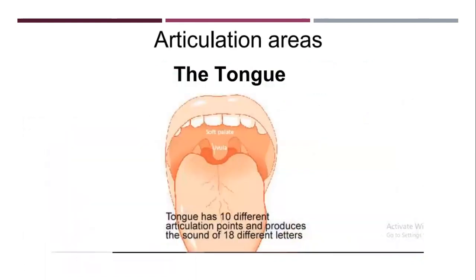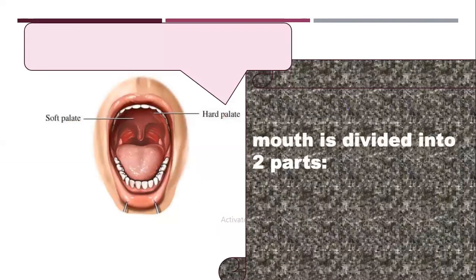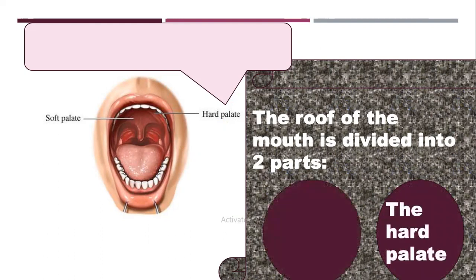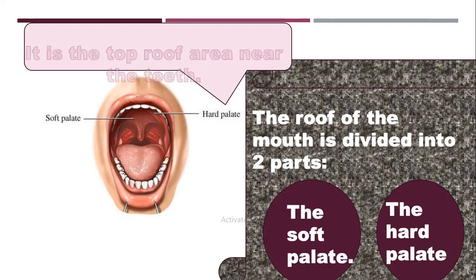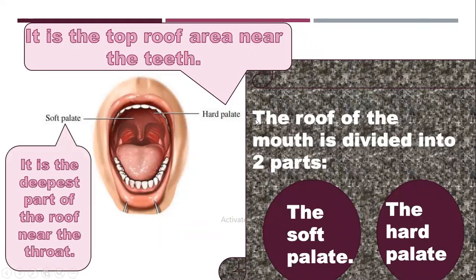The tongue has 10 different articulation points and produces the sound of 18 different letters. The roof of the mouth is divided into two parts, hard palate and soft palate. Hard palate, it's the top roof area near the teeth, but soft palate, it's the deepest part of the roof near the throat.